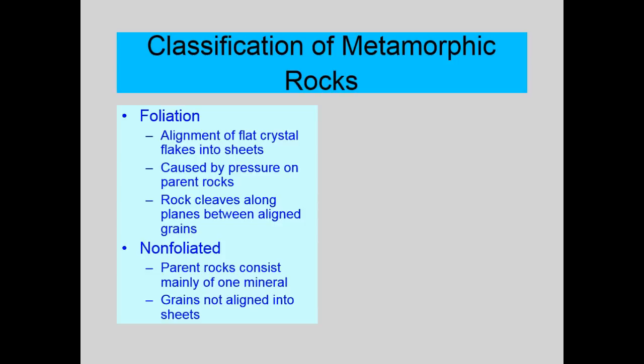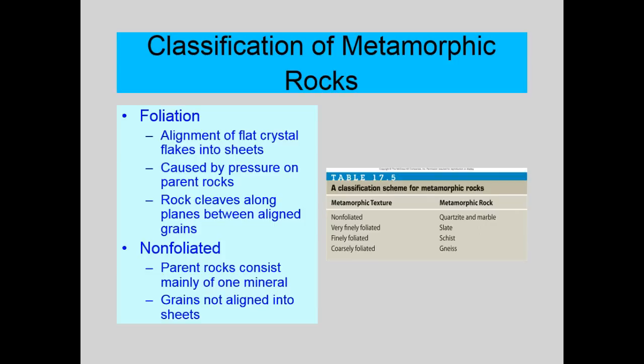So, non-foliated: the parent rocks consist mainly of one mineral. The grains are not aligned into sheets, and this would be a bit more like your gneiss. The gneiss has sheets, but they're really mixed up and folded over. Your marble is not aligned in sheets. Those are blocks, and marble would be primarily calcite, mainly one mineral. So they're either foliated or non-foliated. But when they are foliated, there are several classes of foliation.